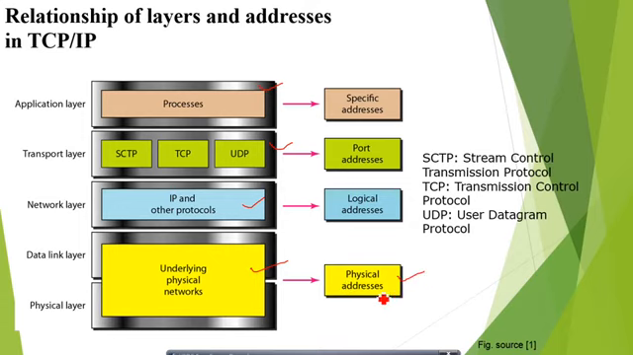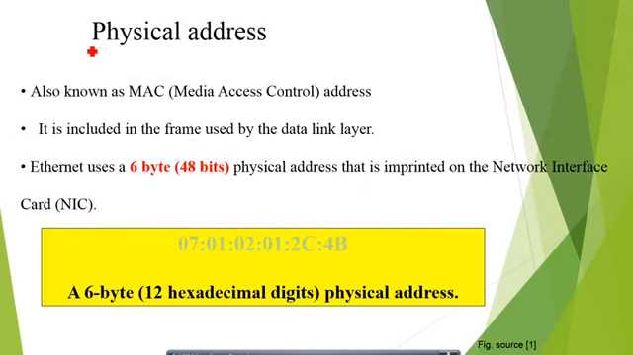At the data link layer, the physical address is used for communication between the nodes, between the different systems. And at the network layer, logical address is used, and at the transport layer, port address is used, and at the application layer, a specific type of address is used. So we will see all these types of addresses in detail. First we will discuss the physical address.